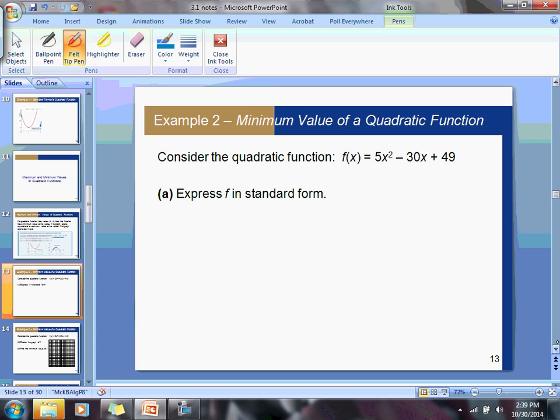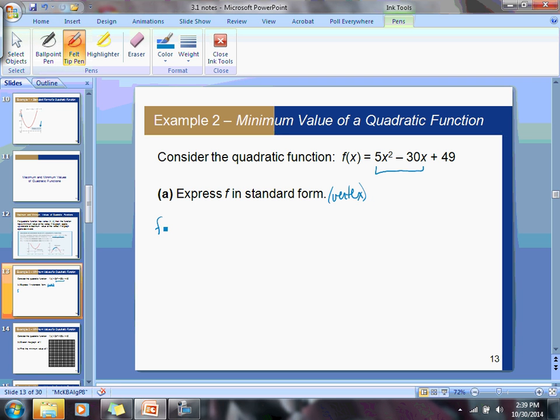Okay, so let's take a look at 2 more examples here. We're going to do what we did before. We're going to practice putting the function into standard form, we're going to graph it, and then we're going to find the minimum and maximum value. So here we have a function f of x equals 5x squared minus 30x plus 49. So I'm just going to focus on those first 2 terms when I'm completing the square. And again, remember this standard form, this is what we call the vertex form.